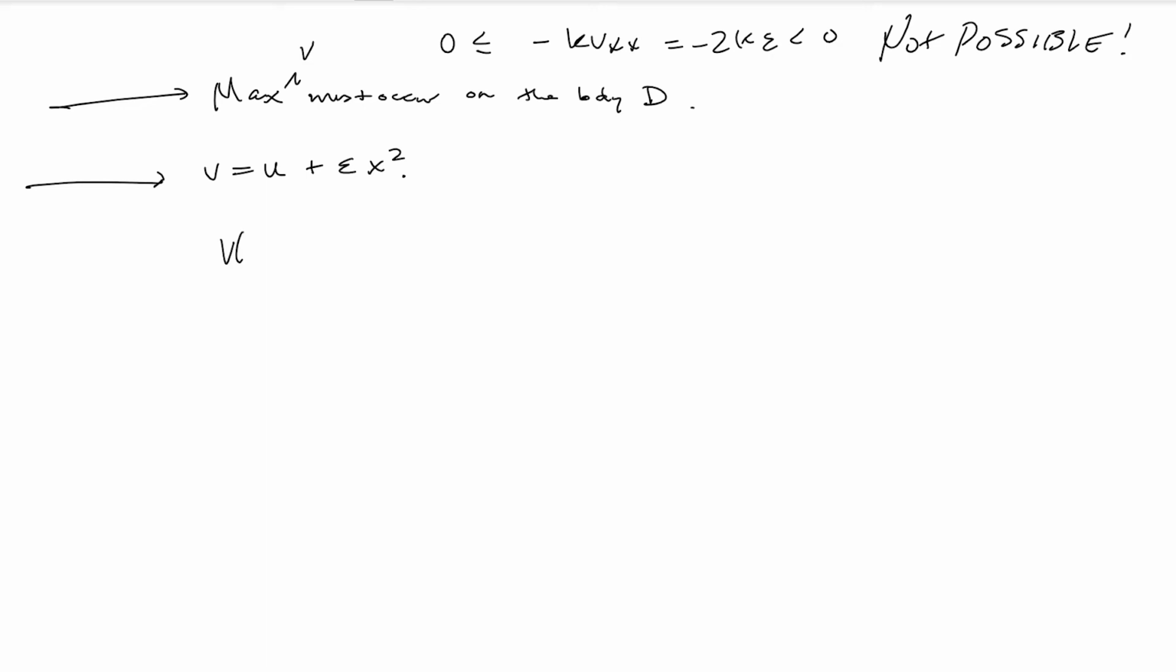We have that v(x,t) must be less than the maximum of v on the boundary, right? We've just shown that, right? Because the maximum on the boundary is going to be the maximum of v in general, right? And this is the definition of a maximum.